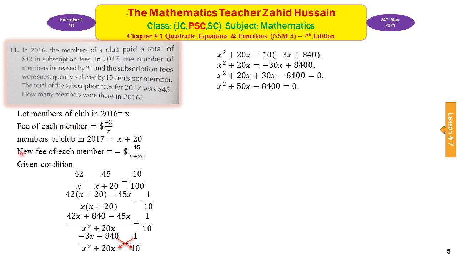Part 2, find the fee of each member in terms of x. In part 3, you may be asked to form an equation and show that it reduces to x square plus 50x minus 8400. And in the fourth part, you may be asked to solve this equation. To solve this equation, we will use the quadratic formula, and we will take the values of a is equal to 1, b is equal to 50, c is equal to minus 8400.